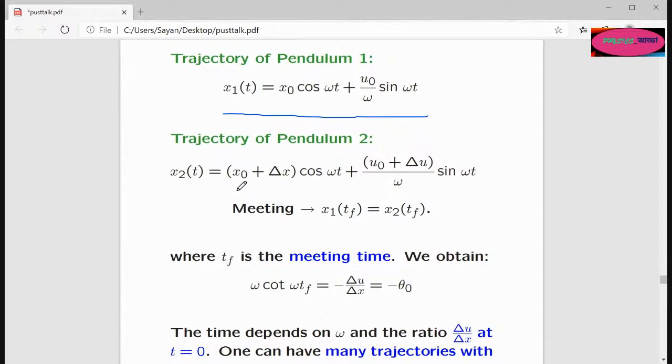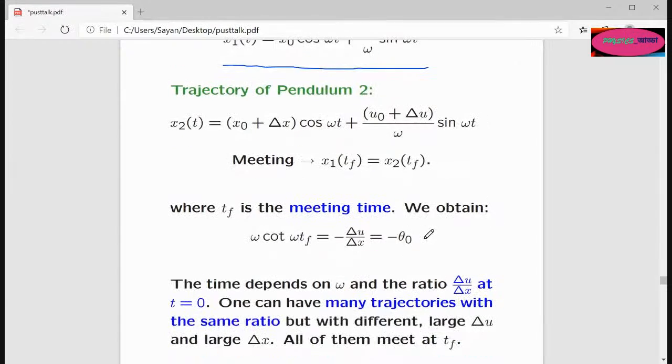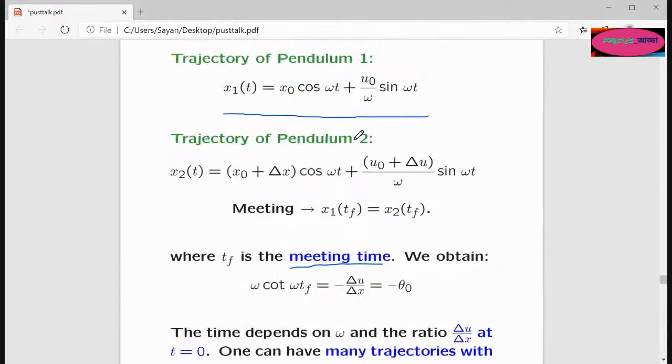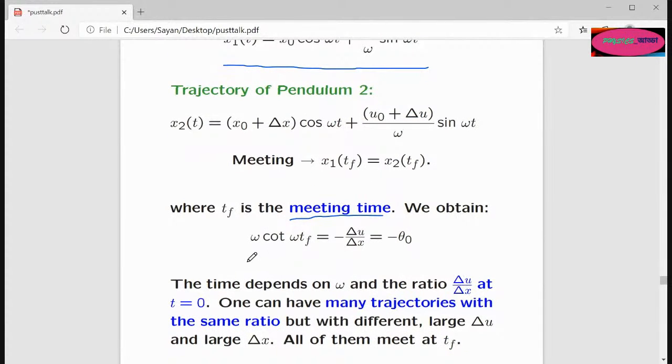Similarly, for the other pendulum, you will have x naught plus delta x and u naught plus delta u. And obviously, if the two hit each other, then x1 at tf has to be x2 at tf. So tf is what is called the meeting time, and that is found by just equating these two at tf, and you will get a relation which is something like this.